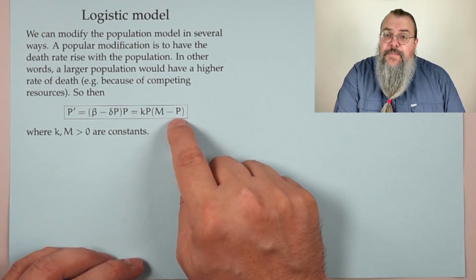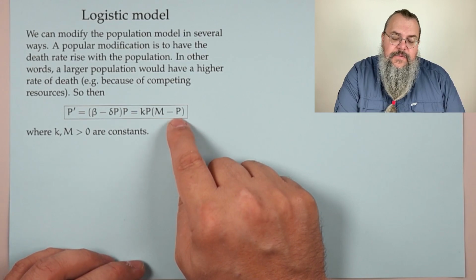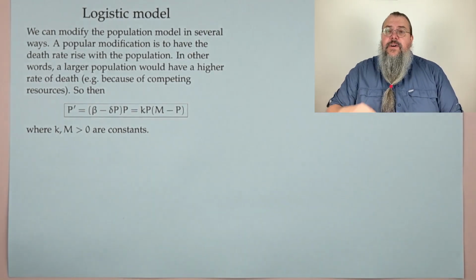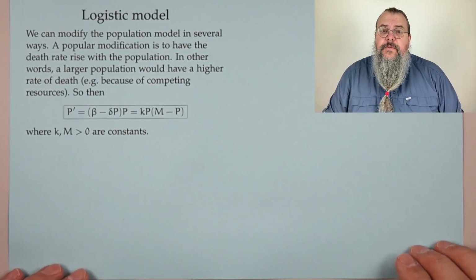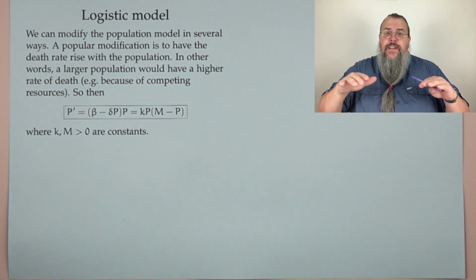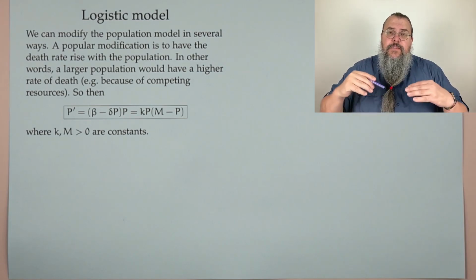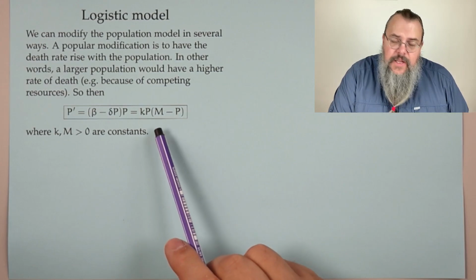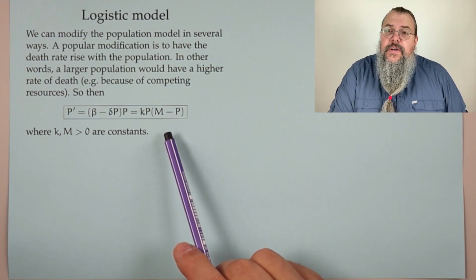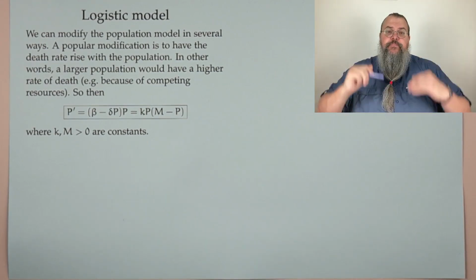How close m is to p. So if m equals p, that says somehow you've reached an ideal level of population. So when m equals p, you kind of level out. When m is bigger than p, well, that says, okay, there's still room to grow, and so you're going to move up.